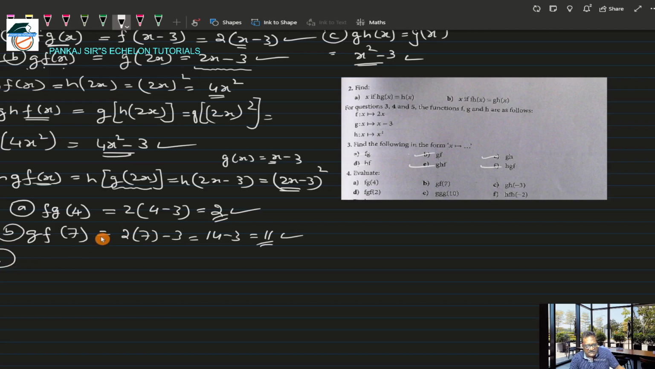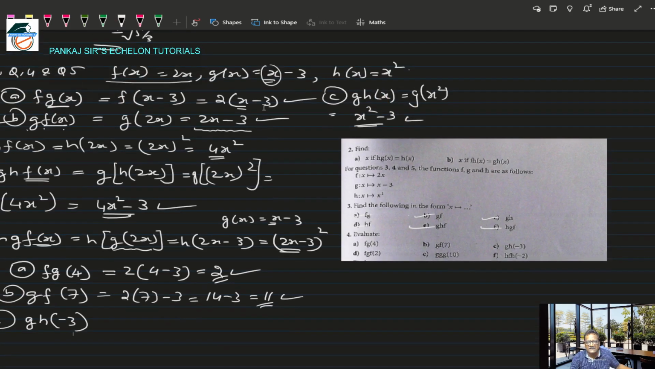C. C is GF? No, it is GH. It is GH of minus 3. Now we haven't found out this GH of x function. Oh, rather, we have here GH of x. We have that function.